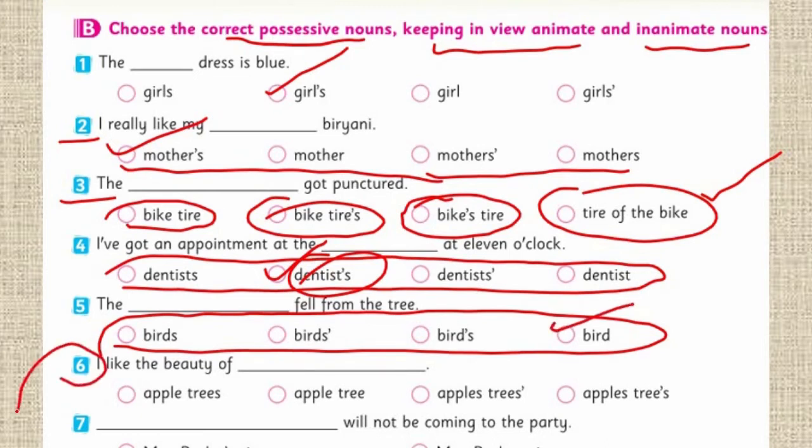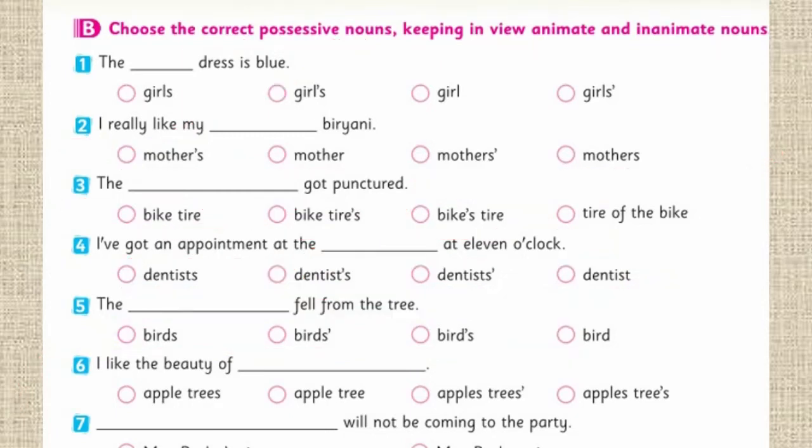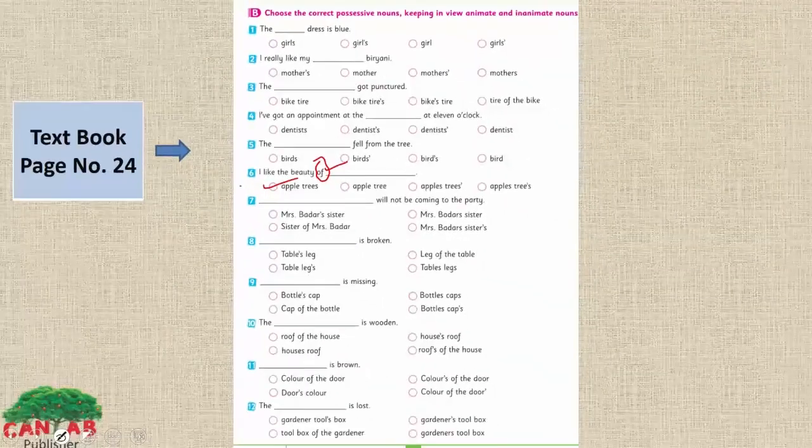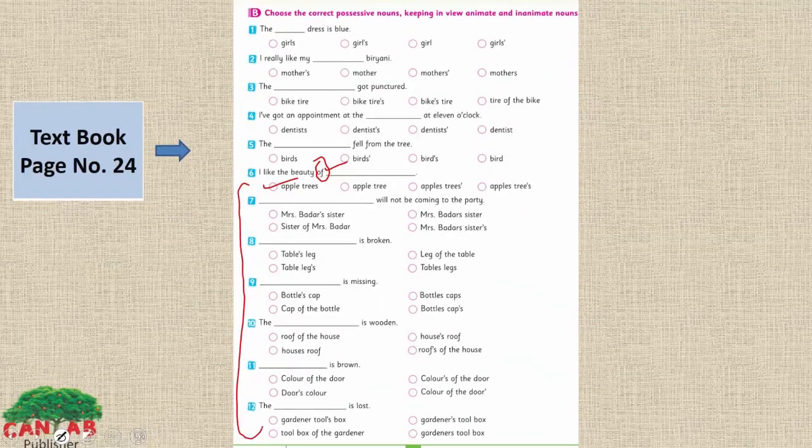Look at the sixth one here. I like the beauty of apple trees. Here we have 4 options. Here the preposition of is already written for you. So we have to choose the right one here. I like the beauty of. Here the apple trees are plural form. So we will choose this one here. We have no possessive form here because the prepositional phrase is already written for you. I hope you can do the rest of the sentences too by yourself.